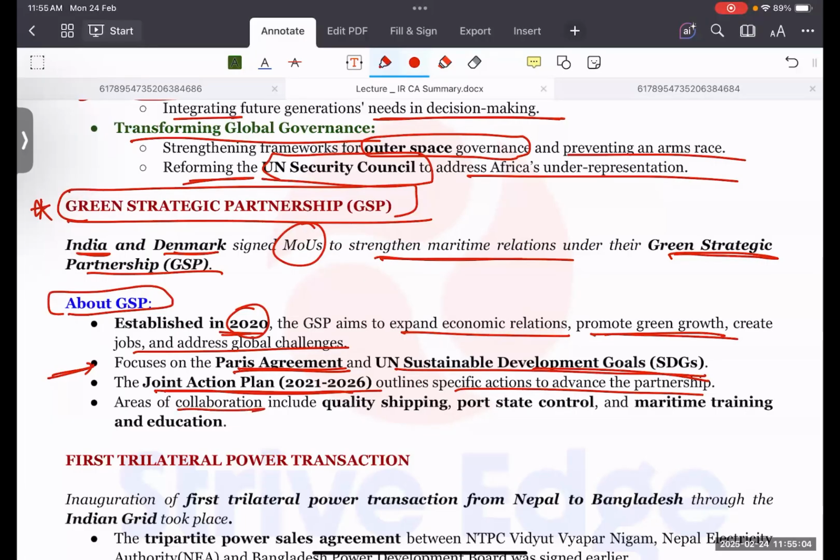And what are the areas of collaboration? Usually quality shipping, port state control, and maritime training and education. This is more about blue shipping. We have heard about the blue economy, blue shipping. This perspective is there. That is where the maritime relationships have been strengthened between India and Denmark under the Green Strategic Partnership.